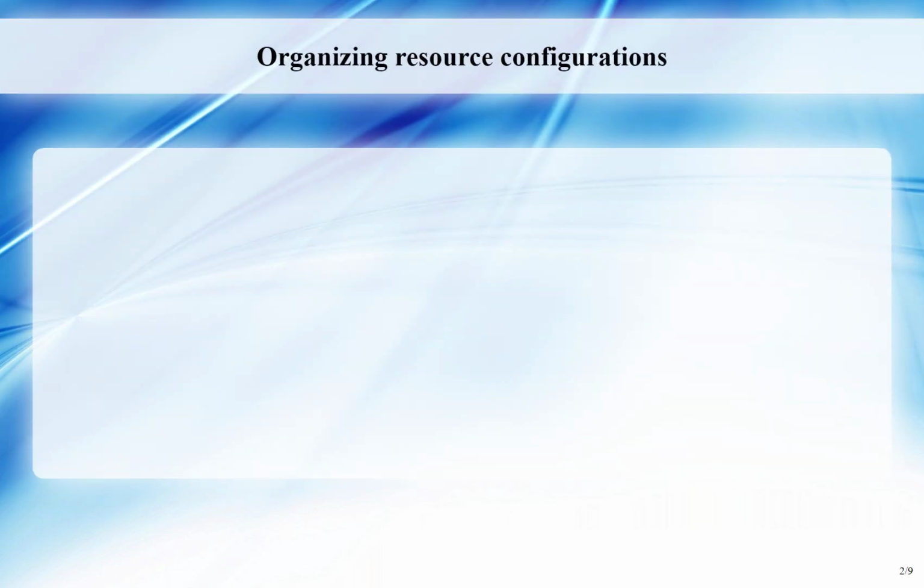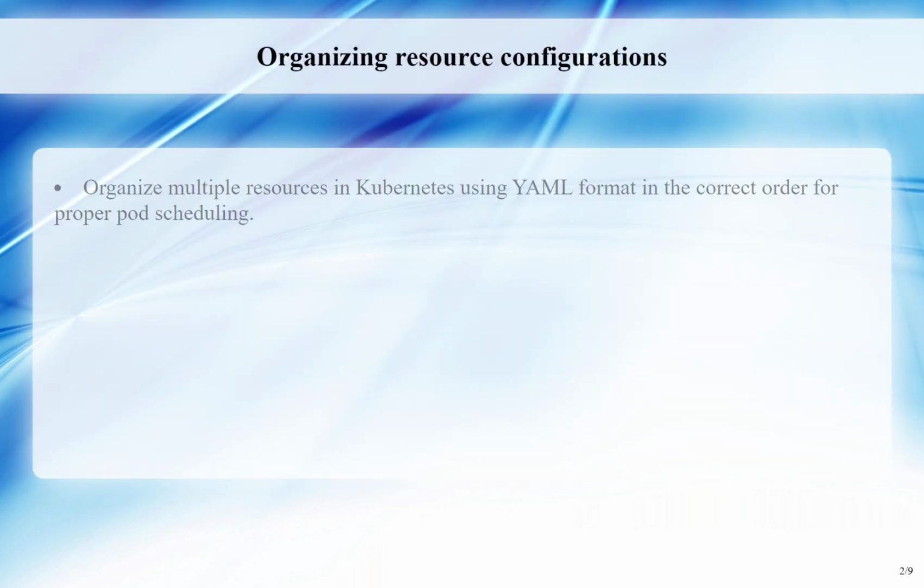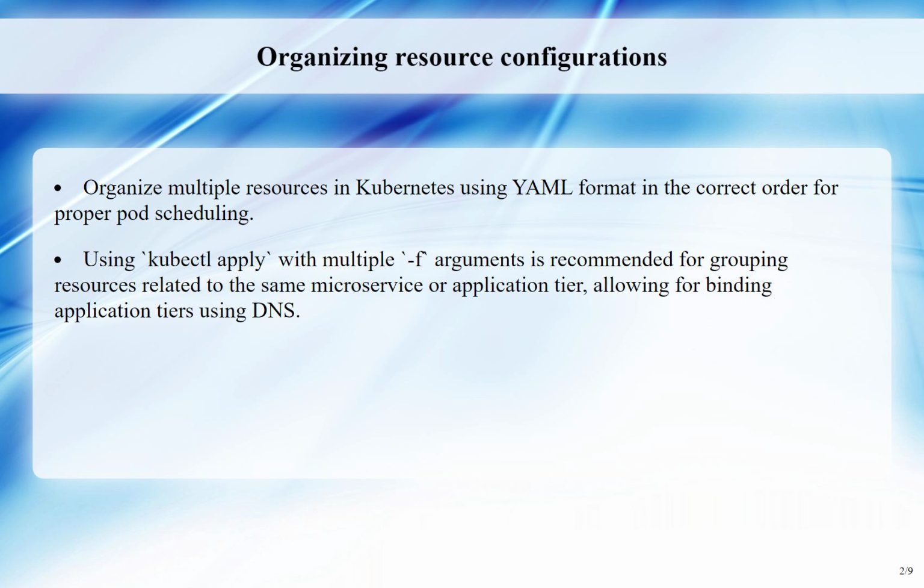Organizing resource configurations. The text explains how to manage multiple resources in Kubernetes by grouping them in the same file using YAML format. It is recommended to create multiple resources in the order they appear in the manifest, with services specified first to ensure proper pod scheduling. The use of kubectl apply with multiple -f arguments is also recommended, with resources related to the same microservice or application tier grouped in the same file. By deploying all components of an application stack together, it is possible to bind application tiers using DNS.